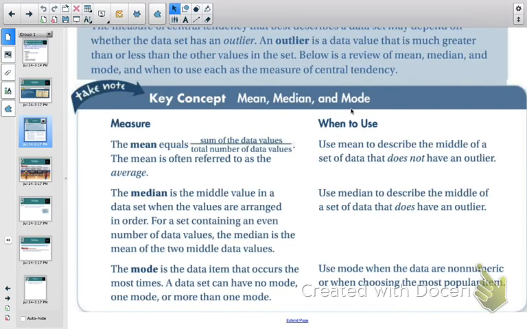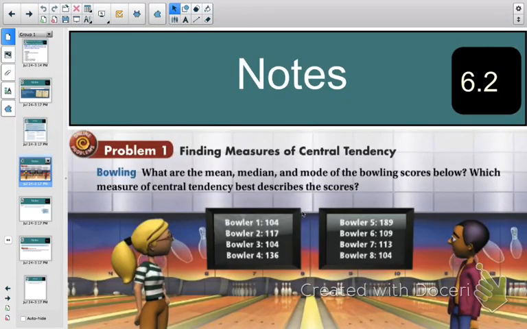Okay, and then lastly the mode. Don't use the mode a whole lot, but it's just what data value occurs the most. Okay, a data set can have no mode, one mode, or multiple modes. We really only use the mode when we're talking about non-numeric data. So if I said, what is your favorite color? Blue, red, green, purple. Then I would use the mode because median and mean wouldn't make sense in that case. So that's when you use the mode, when you're doing non-numeric.